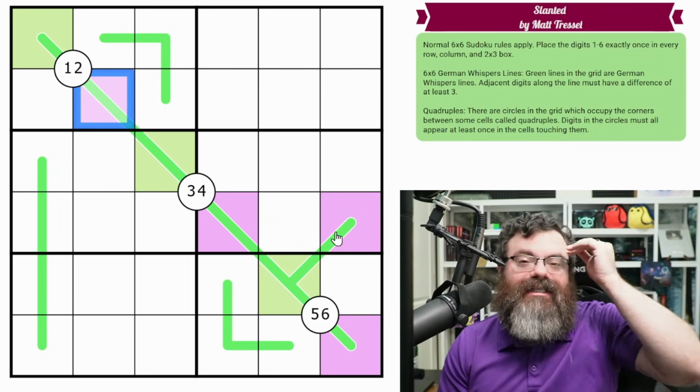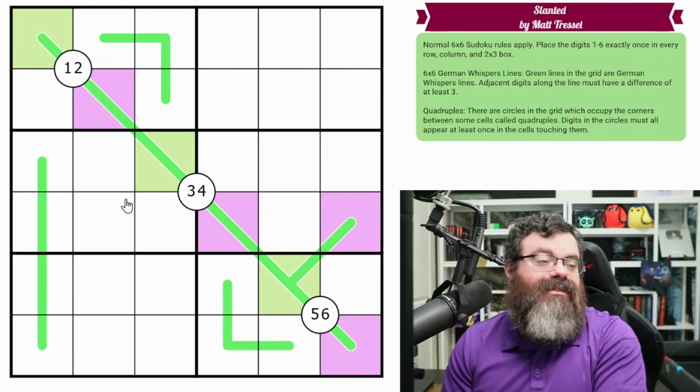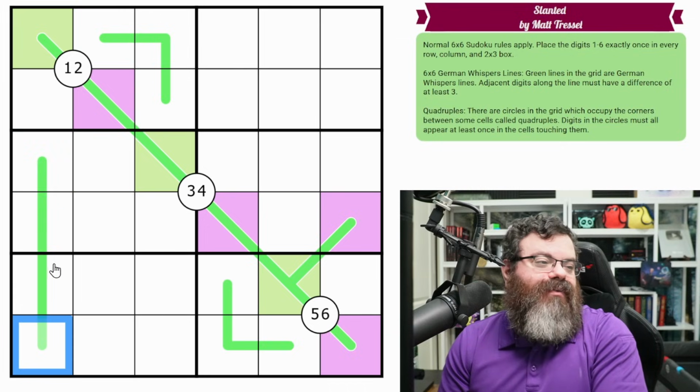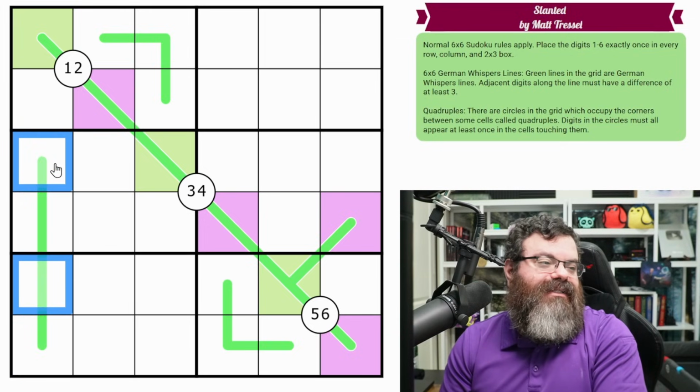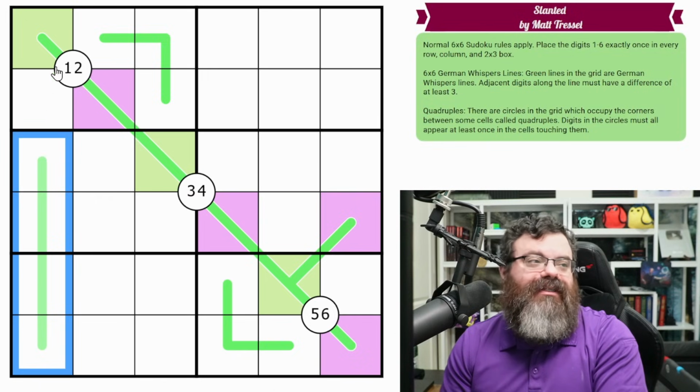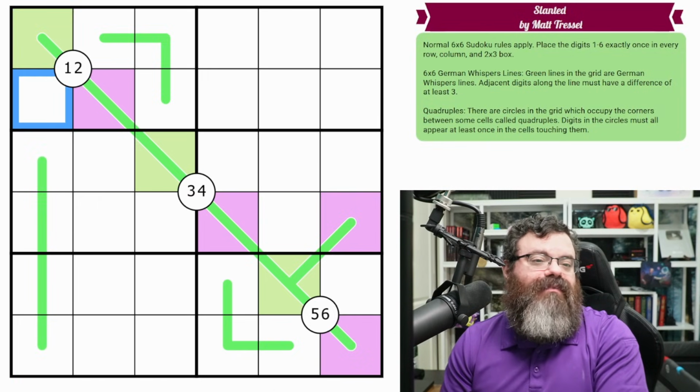I also know that there's exactly 3 greens and 3 purples in every row, column, and box. Now here, we know this is also alternating because it's a German whisper line. And so we're going to have these 2 be the same and these 2 be the same. So I don't know which one's green, but I do know that this contains exactly 2 greens. This is our 3rd green. So we need a 3rd purple, which goes here.